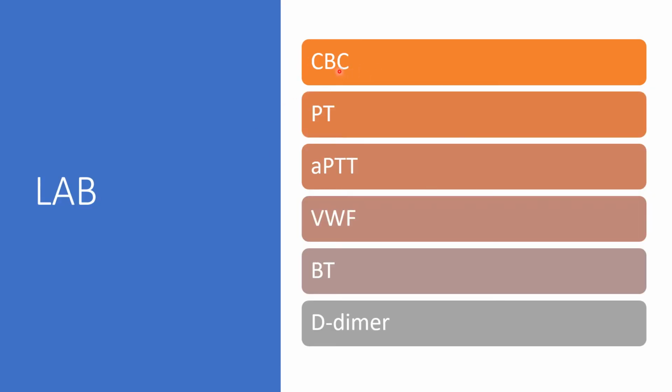Still, oh, okay, I'm repeating this, that's fine. Complete blood count. We want to know, because some people will present with epistaxis, right? PT, APTT, von Willebrand factor, bleeding time, D-dimer. Want to know about clotting profile.